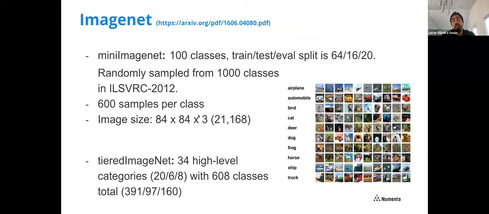Another one is ImageNet. So in that matching networks paper from Vinyals, he defined this mini ImageNet, which is composed of 100 classes. You have a train, test, eval split of 64, 16, 20.